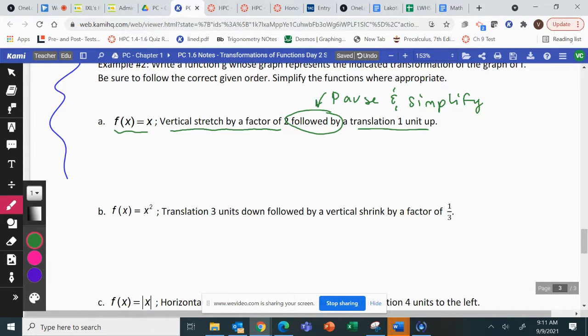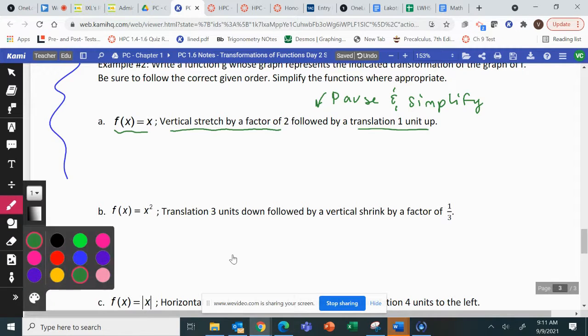Usually "followed by" means there's an order that it has to go in. So we're going to follow that order. The first thing is going to come first. We're going to pause and see if there's anything to simplify, and then we'll do the second thing. So vertical stretch by a factor of 2.